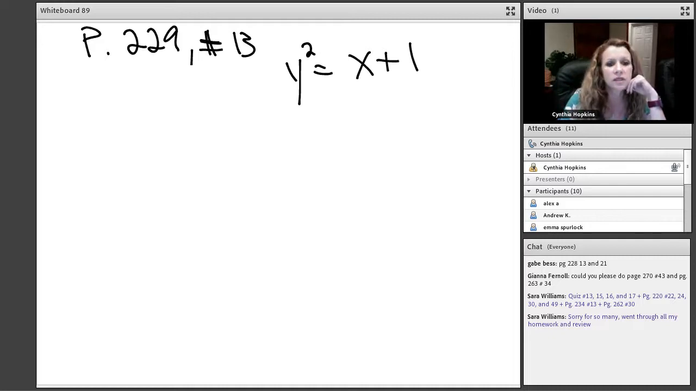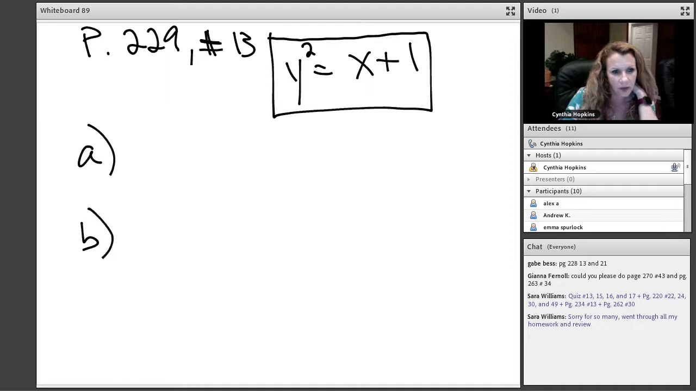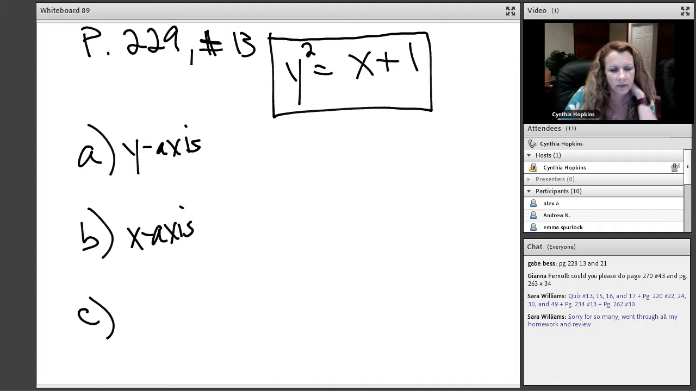All right, so this is the original equation that they gave you, and they typically always ask this in the same order, so I'm going to use it in that order. I'm going to say part A, part B, and part C. So for part A, they're going to ask for symmetry with respect to the y-axis. For part B, symmetry with respect to the x-axis. And then part C, symmetry with respect to the origin.